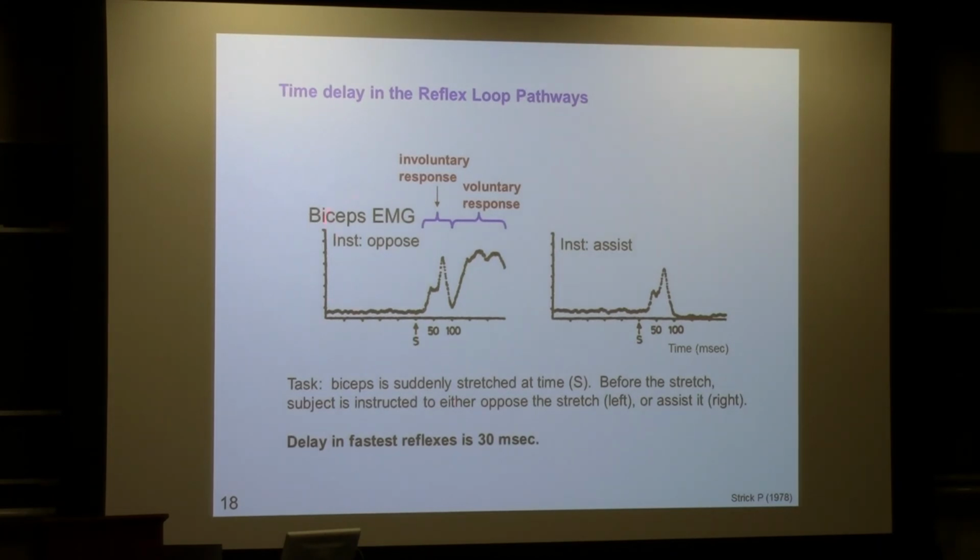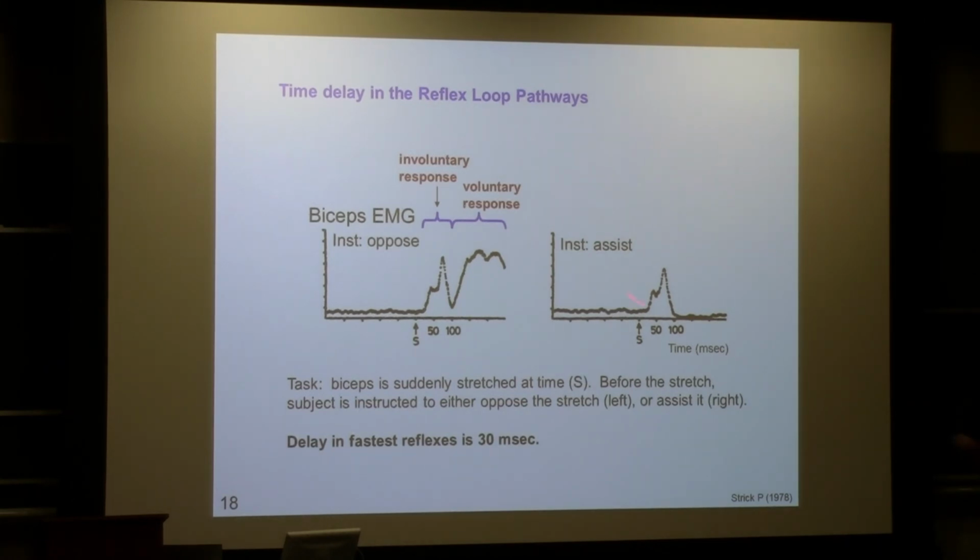So here is biceps EMG. So the activity in the biceps when the stretch takes place. So here's when the stretch takes place, and the instructions are to oppose it. So you see that at 50 milliseconds, there's this activity in the muscle, and then later there's a secondary response. Whereas if the instructions are to assist, you see there's still this early response, but then the later response is gone. So what we label this is the involuntary response. And the secondary one is the voluntary response, because instructions could change it.